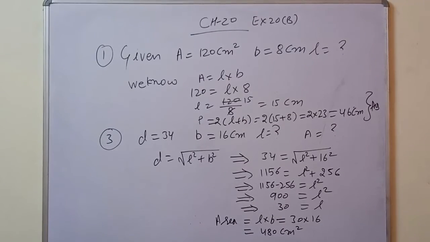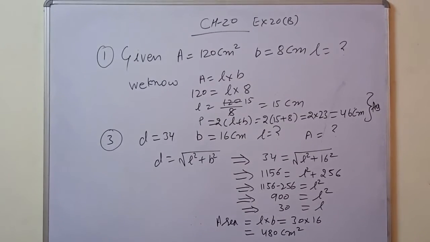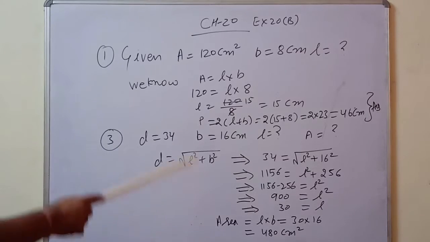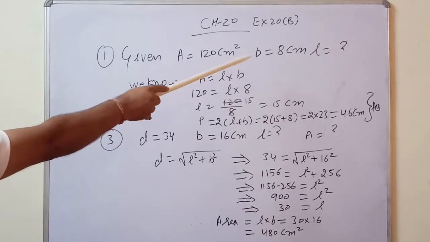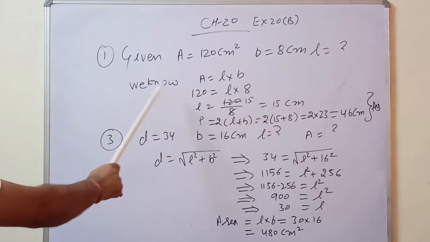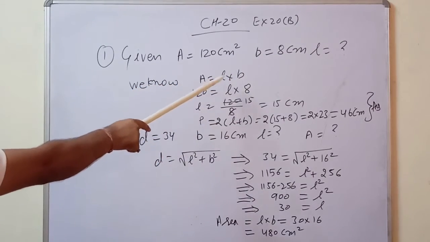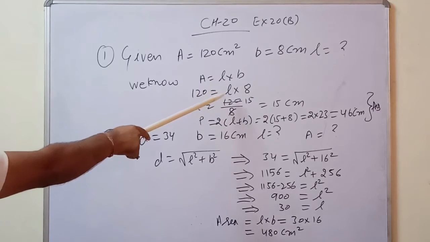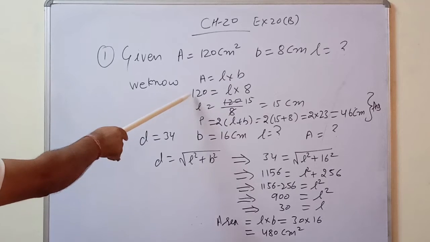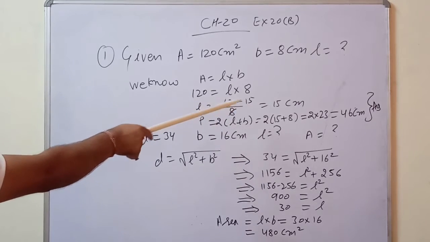Question number 1, exercise 20B: find the length and the perimeter of a rectangle whose area is 120 cm square and breadth is 8 cm. Whatever is given, A equals 120 cm square, B equals 8 cm, and you have to find the length and perimeter. So here we know A equals L into B, 120 equals L into 8. So L equals 120 divided by 8, you will get 15 cm as the length.